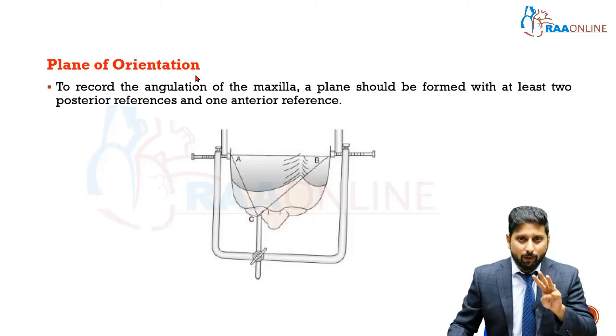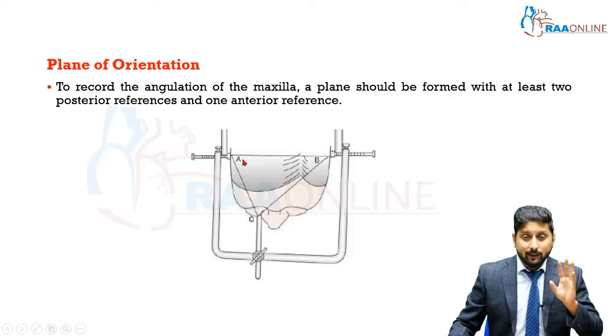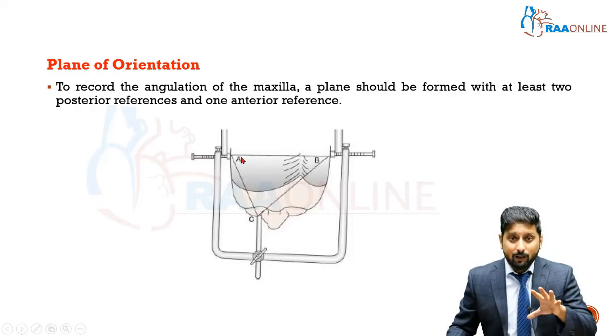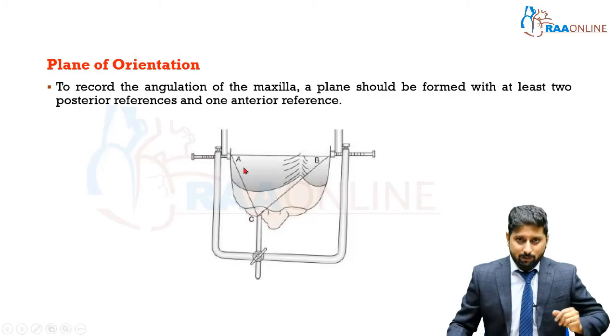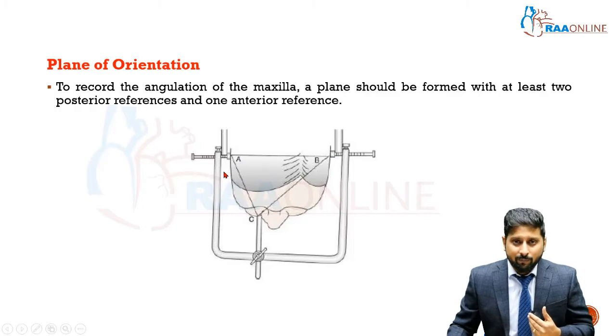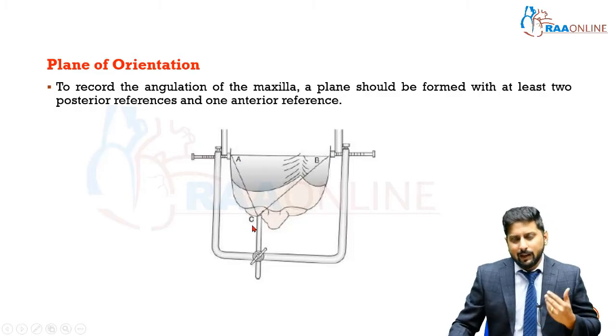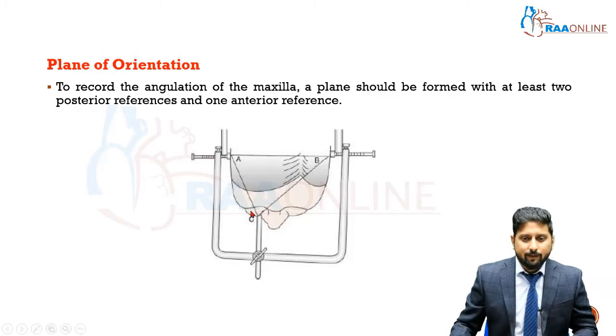at least 3 reference points. You need to have 2 posterior references and 1 anterior reference. Then you can easily record the orientation of that object in reference to these 3 points. So in the patient, let's say the posterior reference points are your condyles and the anterior reference point will be any point in the front surface of the face. So now you have a plane that is formed.